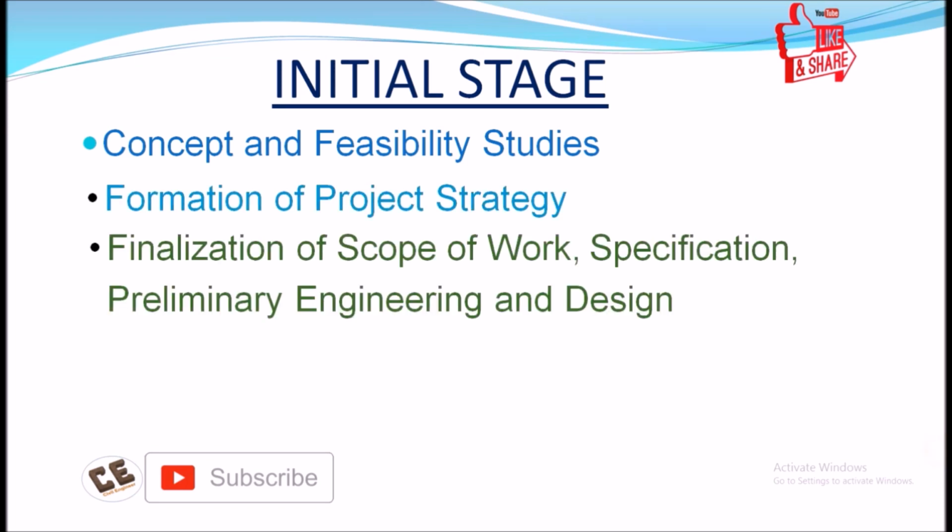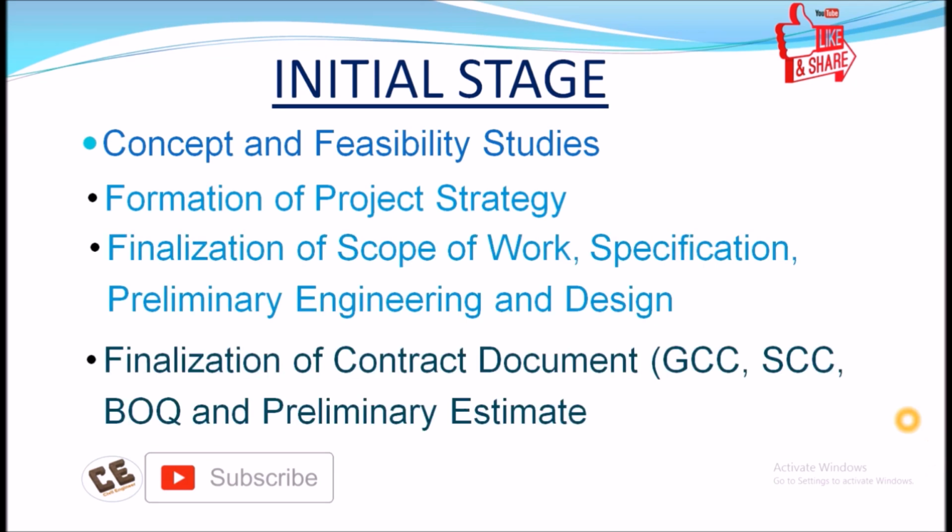The next stage is finalization of scope of work, specification, preliminary engineering and design, and then the finalization of contract documents, GCC, SCC, BOQ and preliminary estimate. With all these things we finalize the contract documents for the tendering. We can say the tender documents. So this is the initial stage of the project. Now I am going to the next one.